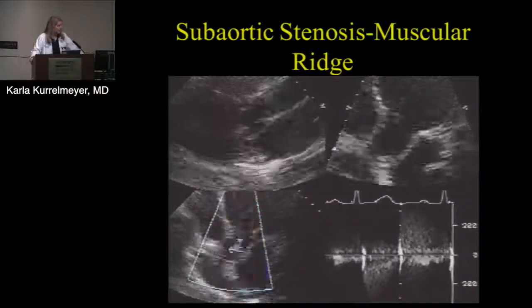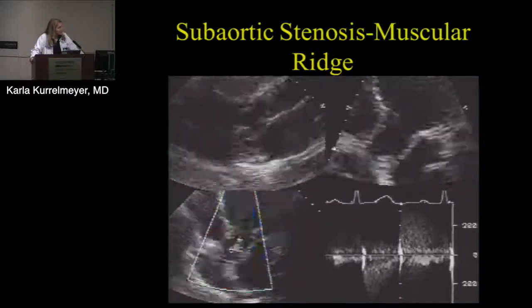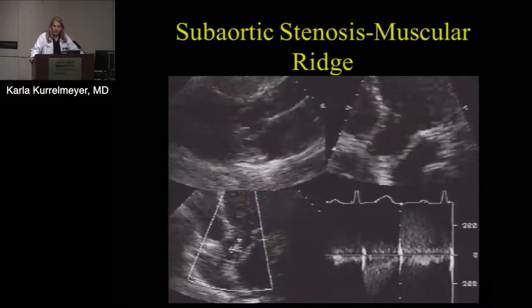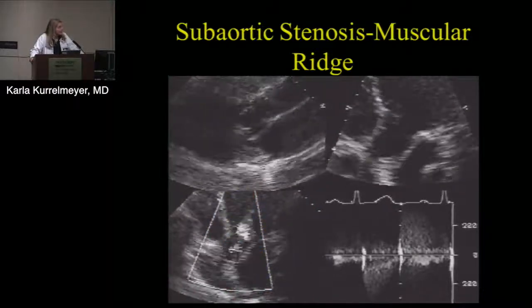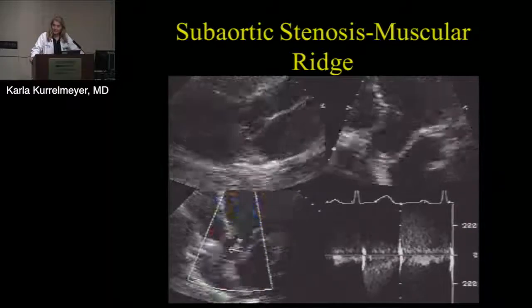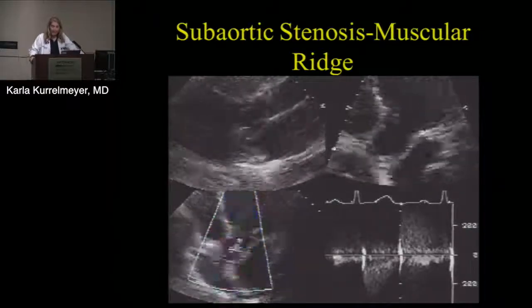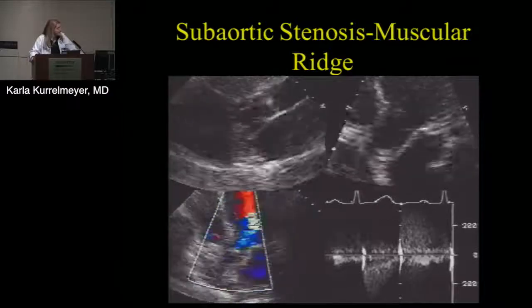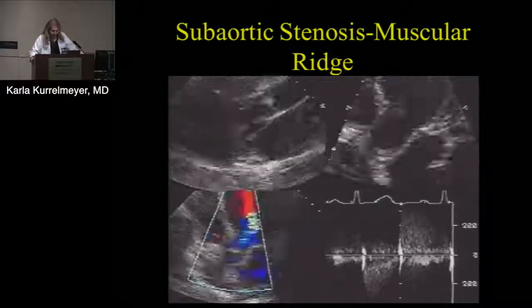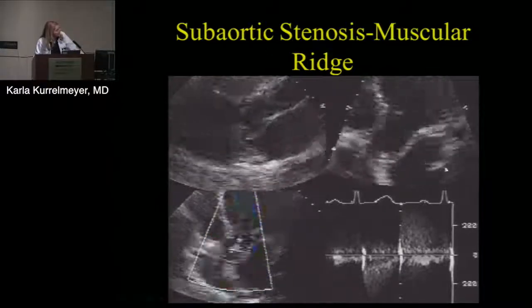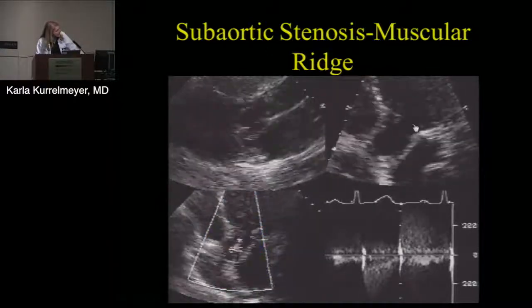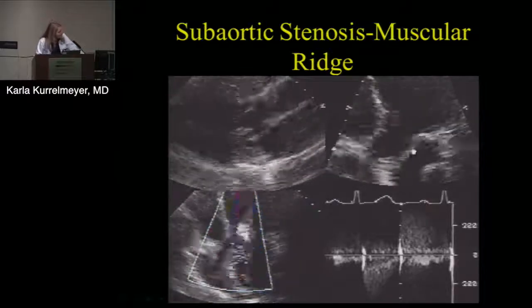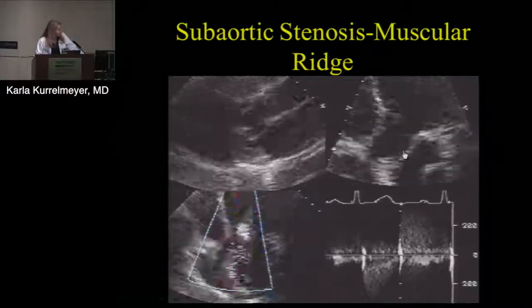And this is rare. This was a patient of mine. We don't see this very often. This is a subaortic stenosis due to a muscular ridge. Sometimes it's due to a membrane or a web. What you can see in the left upper panel is there's a lot of concentric hypertrophy. In the right upper panel, you can see there's a big chunk of muscle in that left ventricular outflow tract, and the valve looks a little bit calcified, but opening okay.